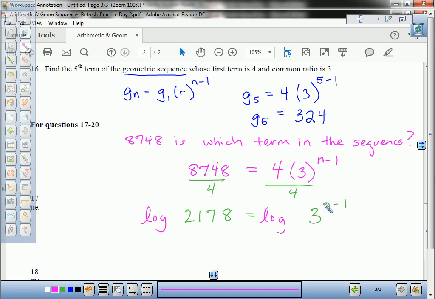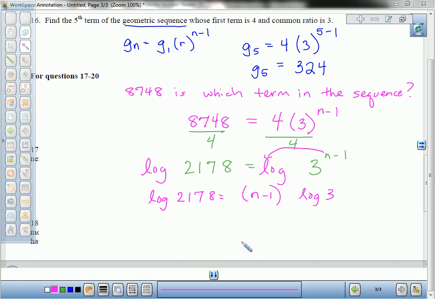What happens to this exponent when we take a log? It comes out in front. So we have log of 2,178 equals n minus 1 times log of 3. You divide by log of 3. And you get 6. I got 7. I think 6.9, so 7. Okay.